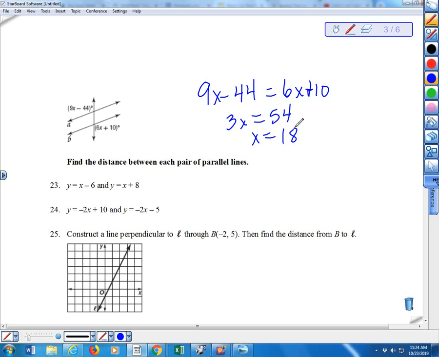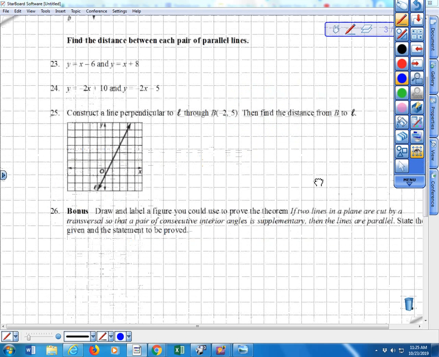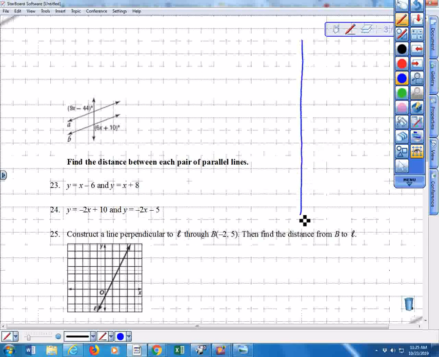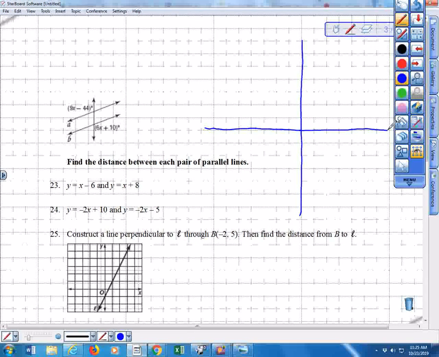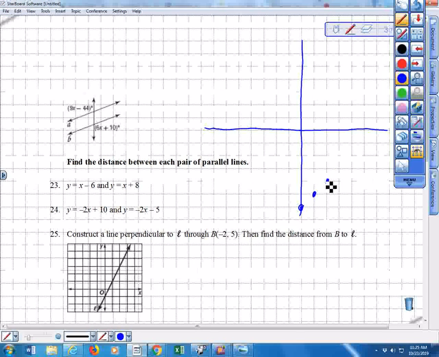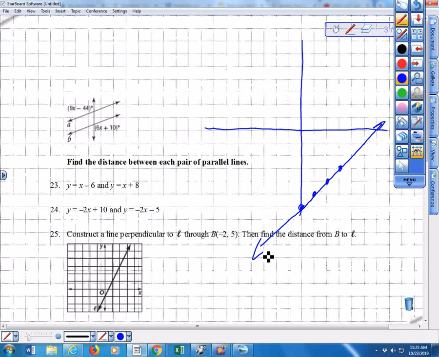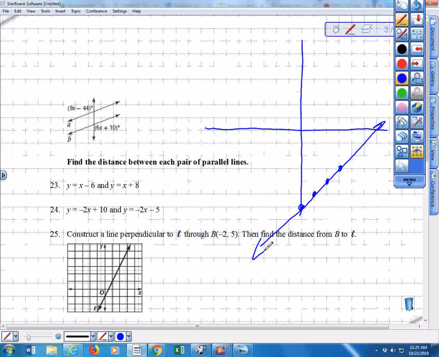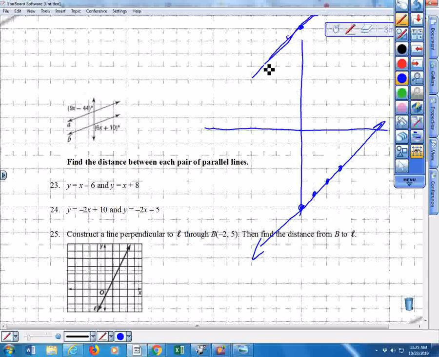All right, distance between parallel lines, our favorite. Let me go back up because I'll just graph these. First step here, graph them. And now use the slope of 1. And then 8. And I use the slope of 1. Something like that.